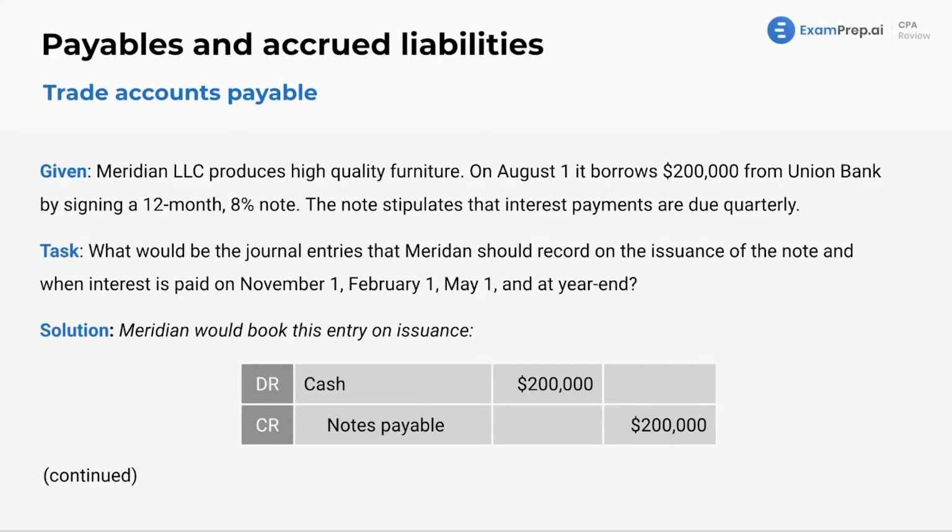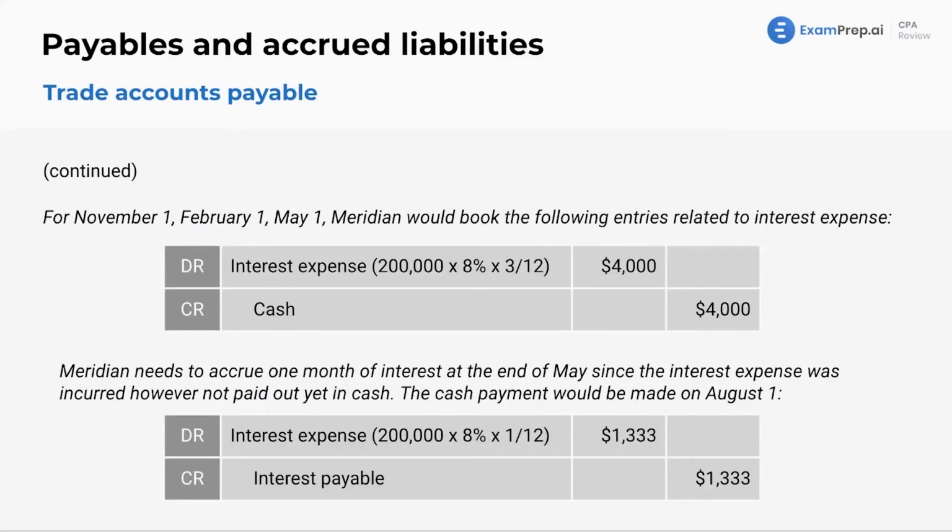Now, what about when we deal with our interest payments and everything else? Well, for November 1st, February 1st, May 1st, Meriden would book the following entries related to interest expense. And this is simply debit interest expense, $200,000 is the face value, times 8%, right? 8% a year, times 3 divided by 12, because it's quarterly and there are 3 months in each quarter. And that's how the calculation would work. So $4,000 of interest expense each quarter, and you're going to credit cash when you actually expend that money, right? So you are accruing the interest throughout the year and you're paying it down each quarter.